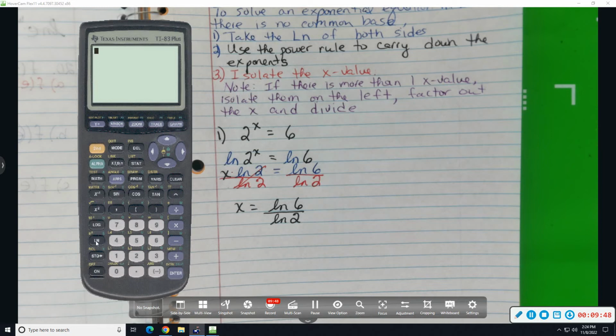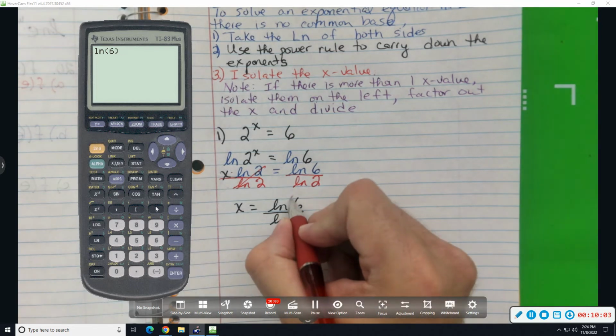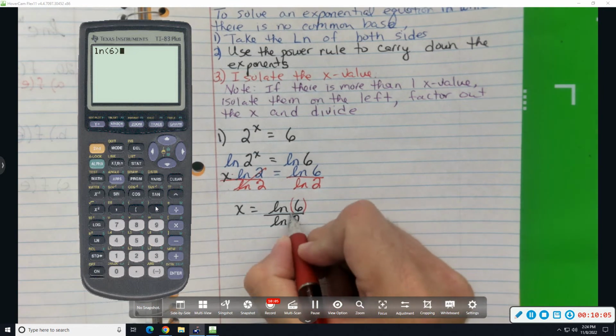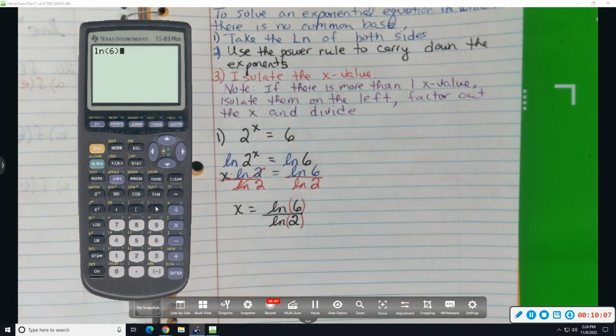When I hit ln here, it opens the parentheses. So I've got to put a 6 and then close the parentheses. I think I mentioned this idea of always closing the parentheses. If your calculator opens them, then you close it. ln 6 divided by ln 2, close parentheses, enter, and I don't remember how it said to round it.